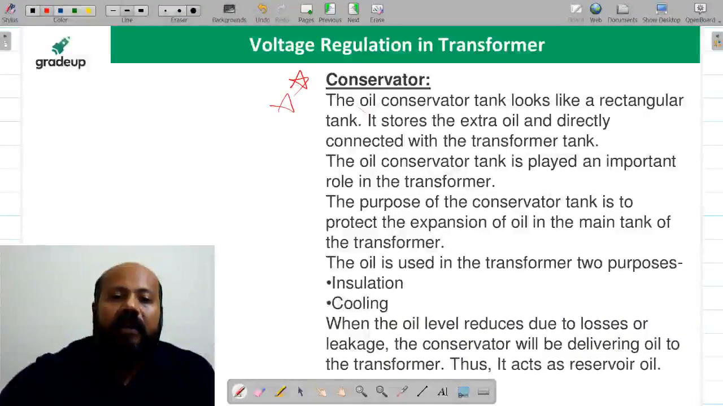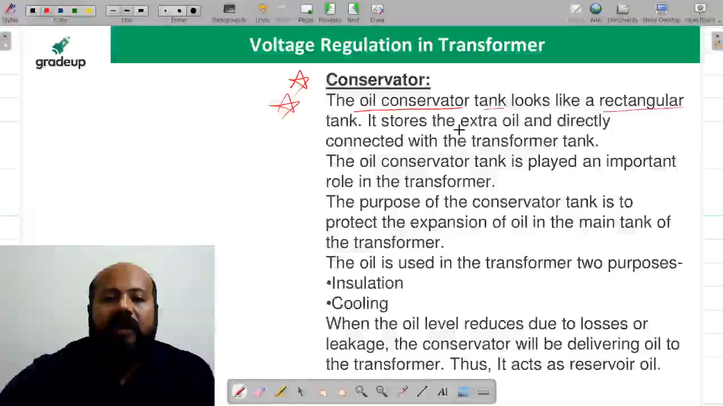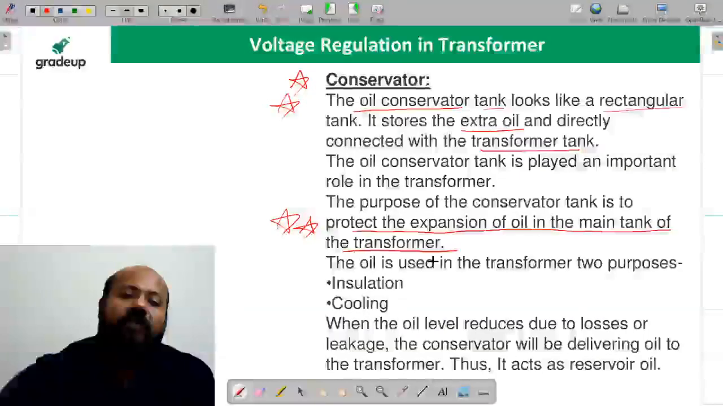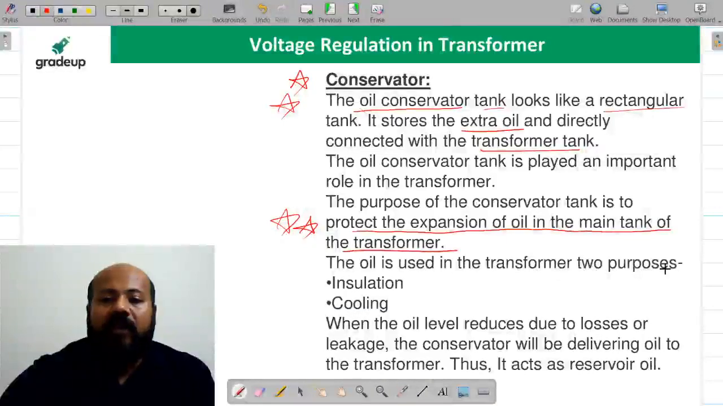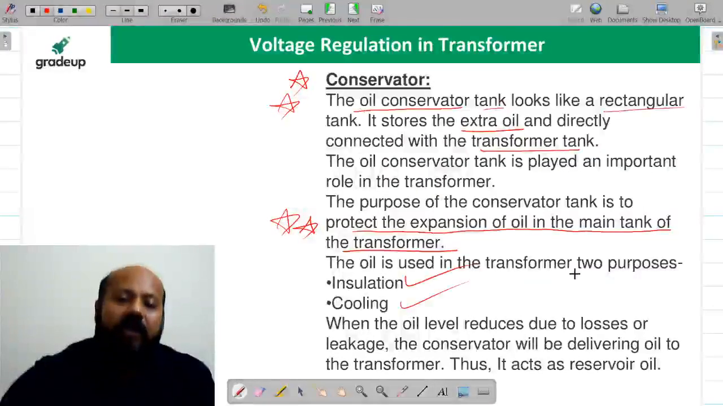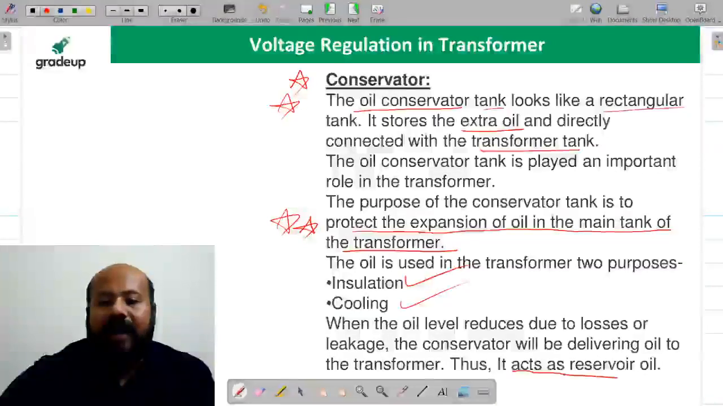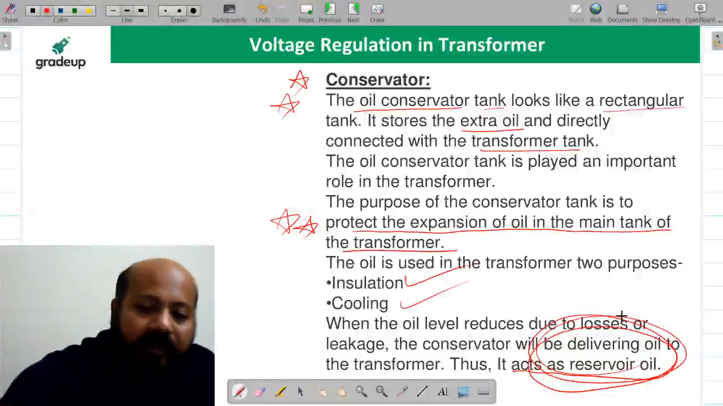What is conservator? The oil conservator tank looks like a rectangular tank. It stores the extra oil and is directly connected with the transformer tank. The oil conservator tank plays an important role in the transformer. The purpose of conservator tank is to accommodate the expansion of the oil in the main tank of the transformer. This is very, very important. The oil used in the transformer serves two purposes. Number one, insulation. Number two, cooling. When the oil level reduces due to losses or leakage, the conservator will deliver oil to the transformer. So it acts as a reservoir of oil.